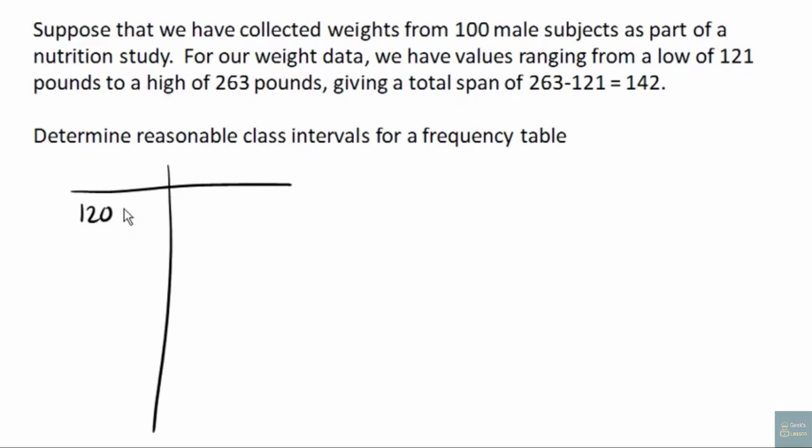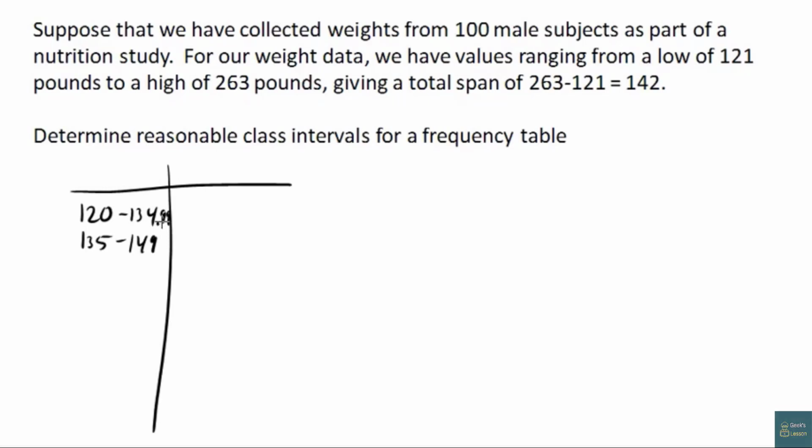And so my first class interval will be 120 to 134. My next one will start at the next value up, so 135 up to 149. Just as a point of clarification, if my data included decimals, like if people reported their weights as 135 and a half, then this class would need to go all the way up to like 134.99 in order to cover those decimals.